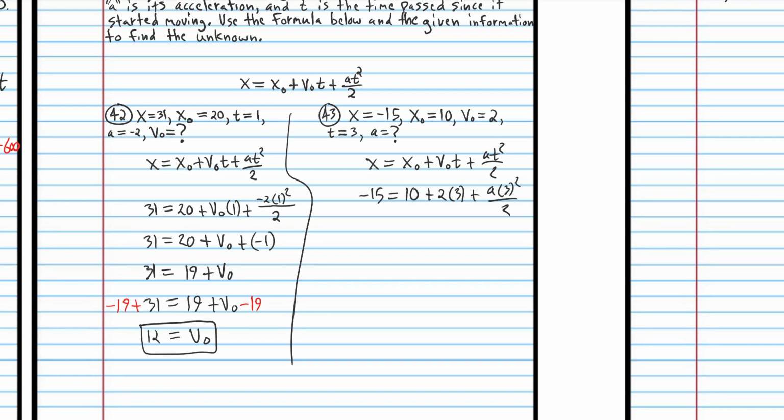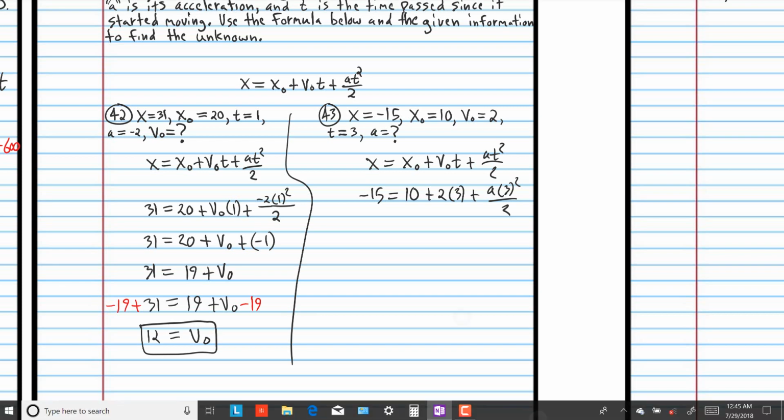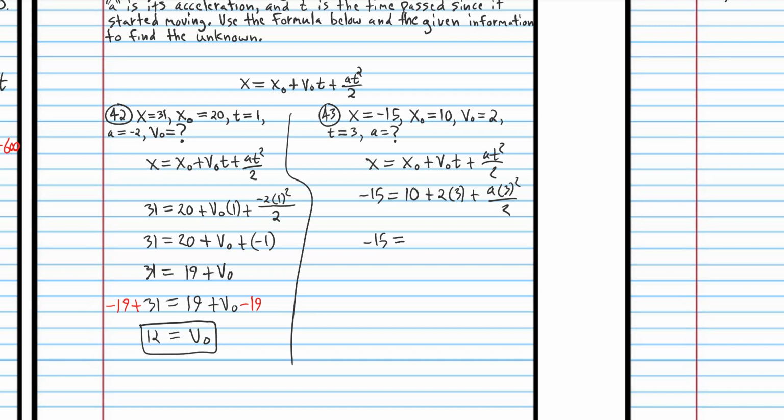So now let's simplify. So 10 plus 2 times 3 is 6. Order of operations tells us to do the multiplication there. And then we have to simplify the numerator. So 3 to the second power is 9. So we end up with 9a over 2. So now at this point, 10 plus 6 is 16. And now we have an equation where we have to perform operations on both sides. So we're going to subtract 16 from both sides. And we get -31 on this side, it looks like.